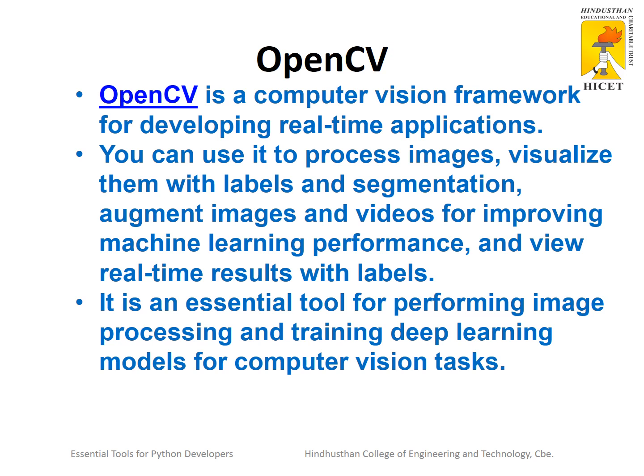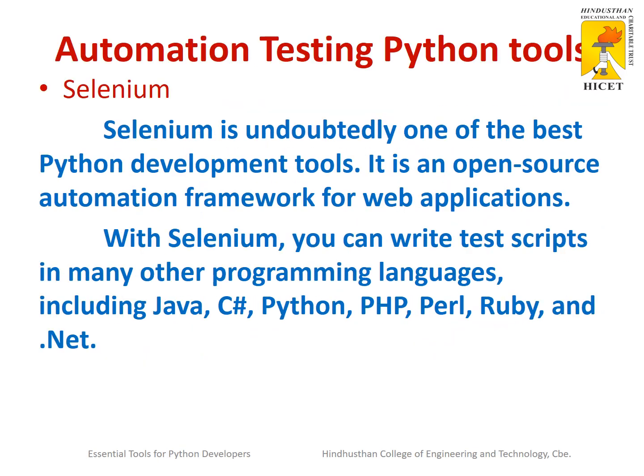OpenCV. OpenCV is a computer vision framework for developing real-time applications. You can use it to process images, visualize them with labels and segmentations, augment images and videos for improving machine learning performance, and view real-time results with labels. It is an essential tool for performing image processing and training deep learning models for computer vision tasks.